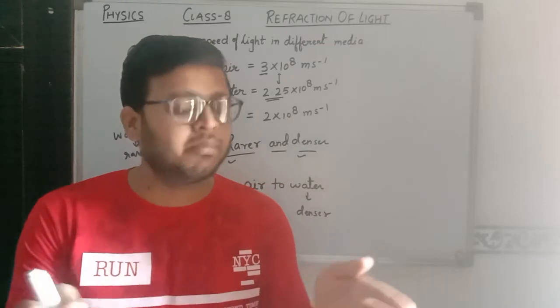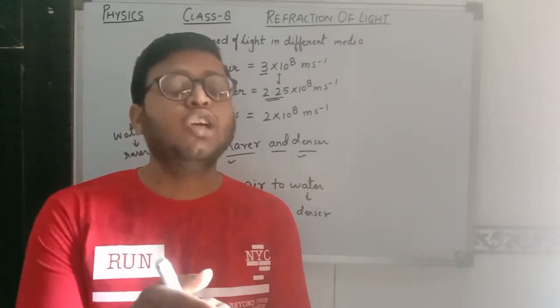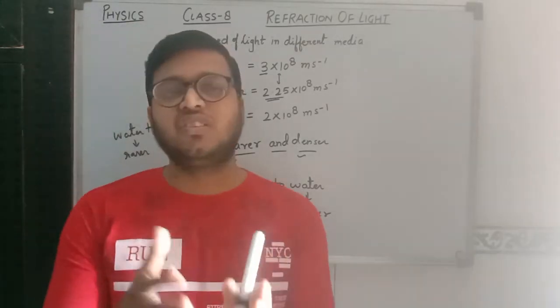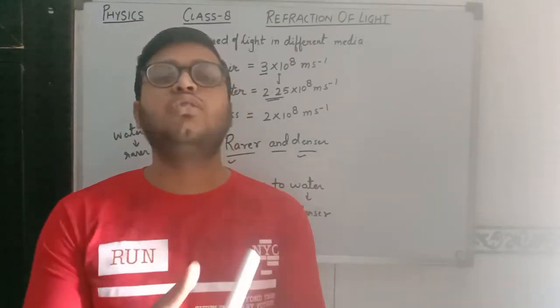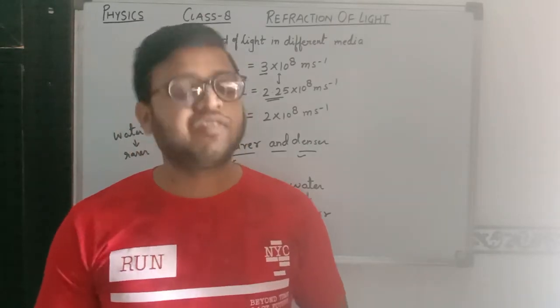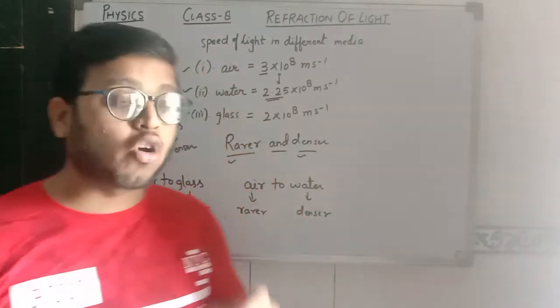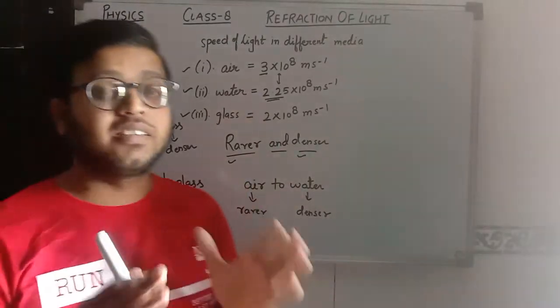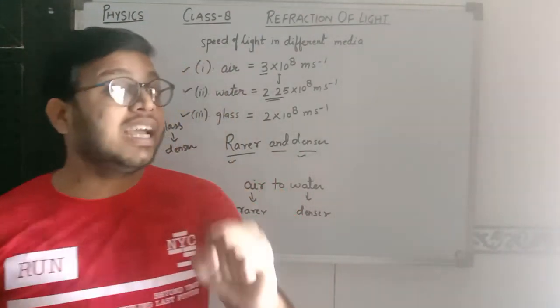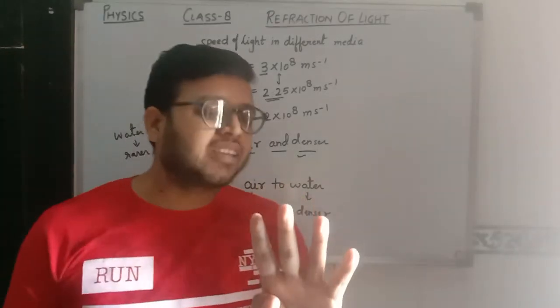Because in a denser medium particles are very close, so they decrease the speed of light, and in the rarer medium, particles are far apart, so they do not disturb light so much. That is why the speed of light is faster in that medium. So the concept of rarer and denser medium you have to understand very carefully. I have explained 4 topics right now.